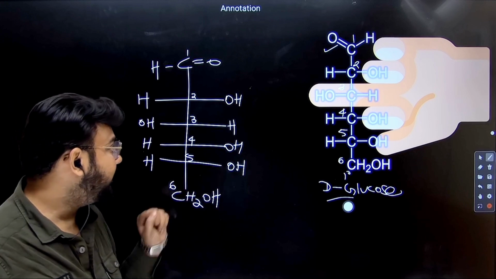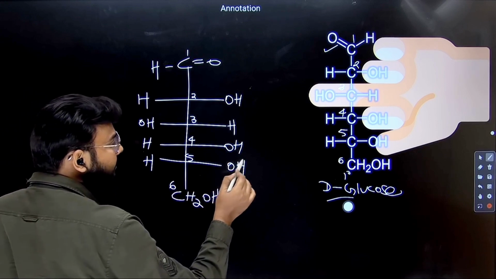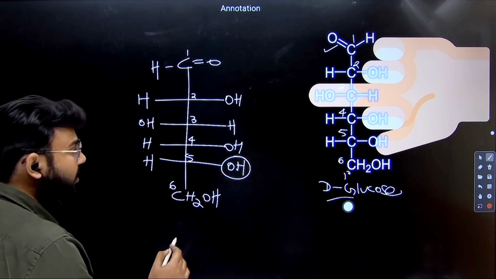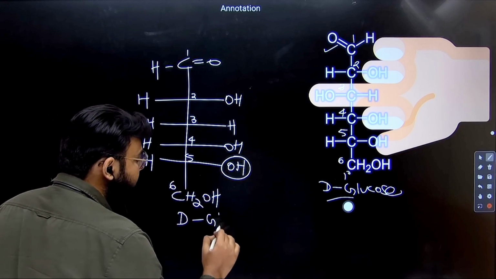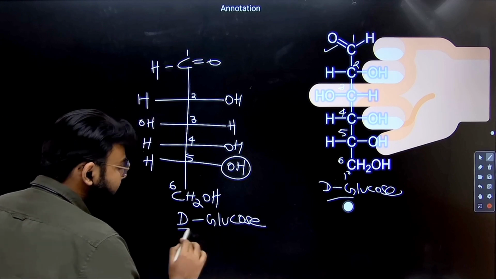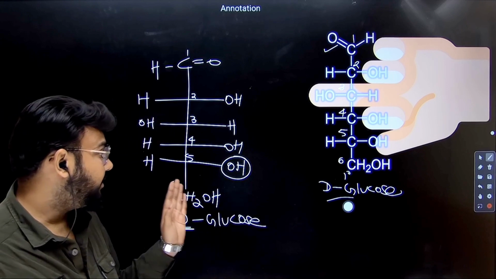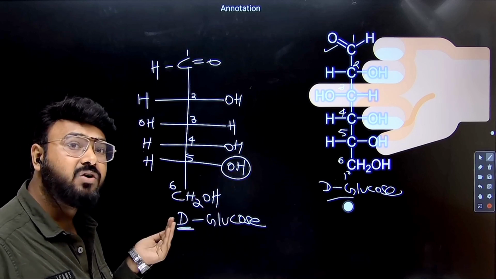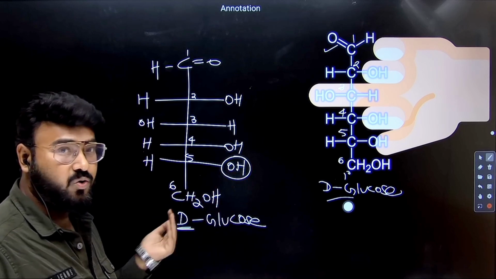And you can see the second last carbon is special. When the OH on the second last carbon is on the right hand side, we call it D-glucose. Now you need to remember it's an uppercase D. It means when OH is on the right, it's called D-glucose. When OH is on the left, it's called uppercase L-glucose.